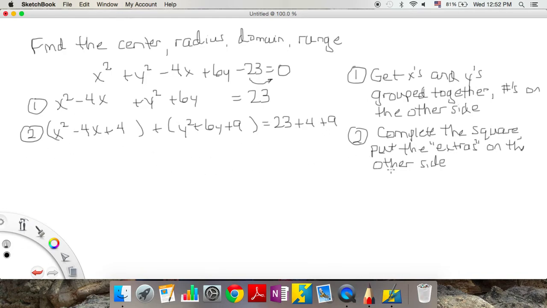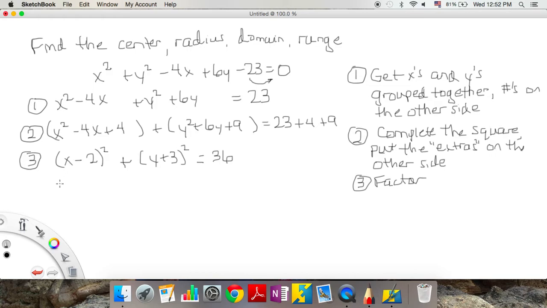Once you've completed the square, you can factor it and get it in working form. So remember, you designed it this way, (x - 2) squared. You designed it so that it would factor into squares. That's why it's called completing the square. So now we have it in our working form.